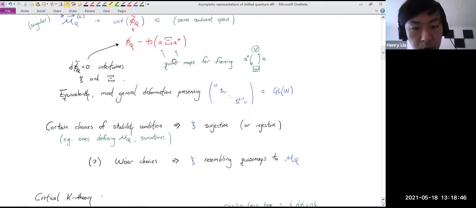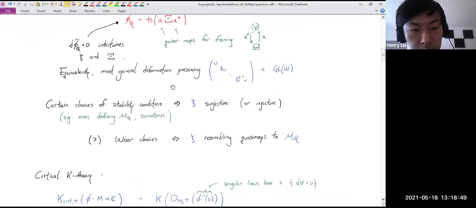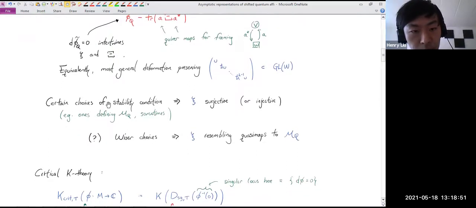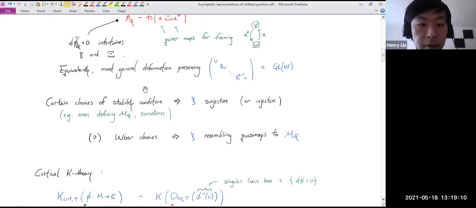Okay, now, like I alluded to earlier, for certain choices of the stability condition on your quiver representations, those choices of stabilities will force these maps psi to be surjective, or possibly injective if you take the opposite one. And for the purpose of this talk and the contents of this talk, that will suffice.